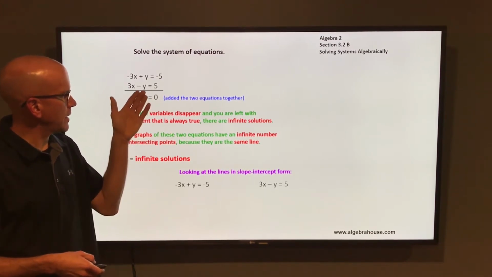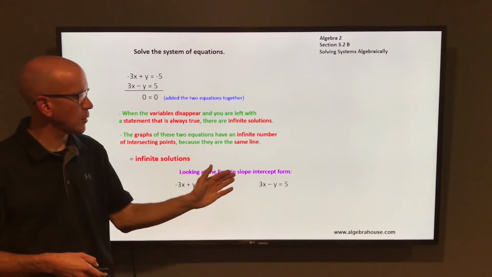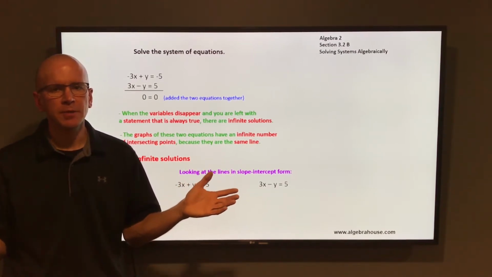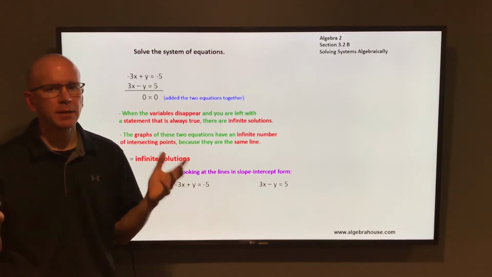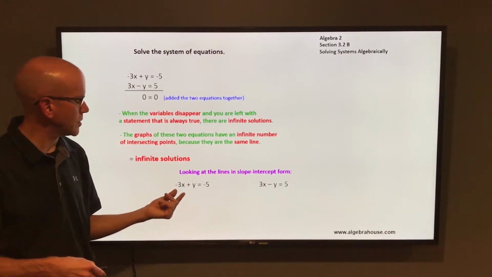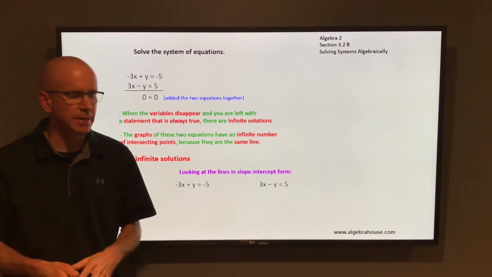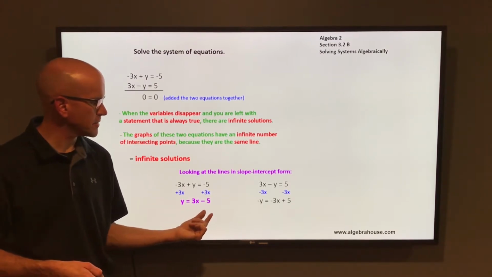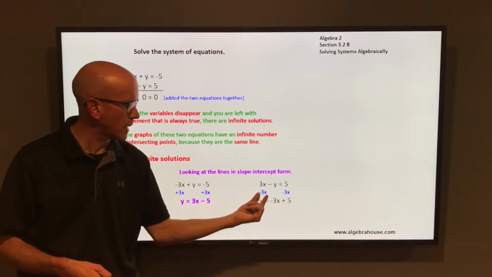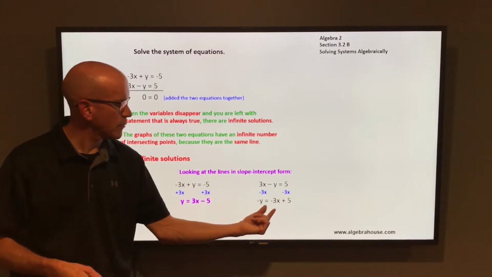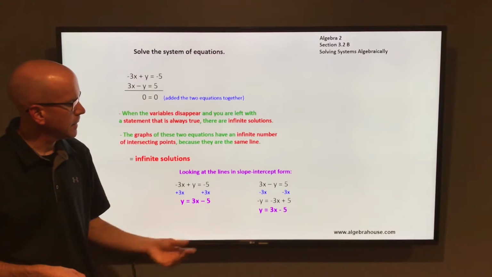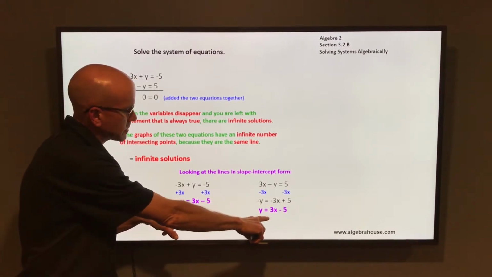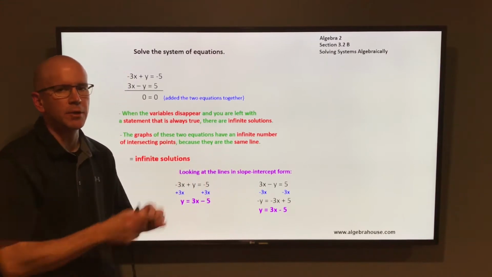And you can see that if you take these two equations and get them in slope-intercept form, what are you going to see about their slope and their y-intercept? They're going to be the same. They're going to have the same slope and same y-intercept. So if we take that first equation, negative 3x plus y equals negative 5, get that in slope-intercept form, add 3x to both sides. You have y equals 3x minus 5. Same thing for the second equation, subtract 3x from each side. You have negative y equals negative 3x plus 5. And again, y equals 3x minus 5.